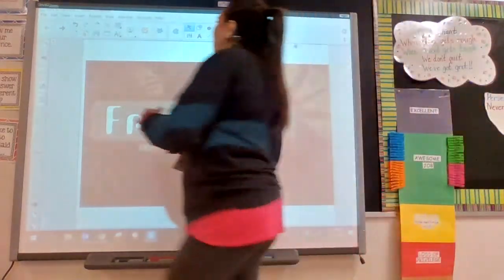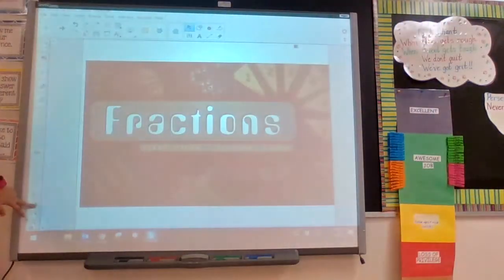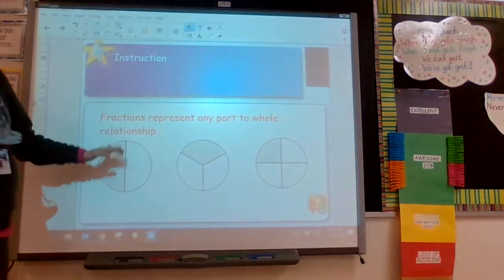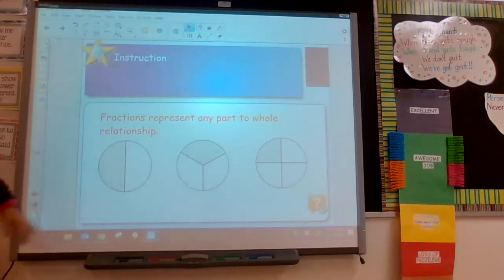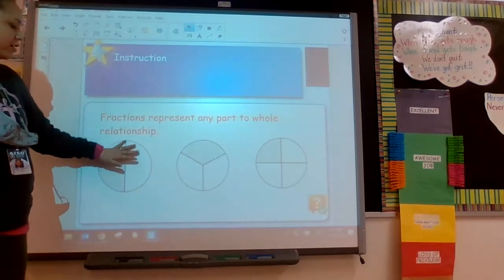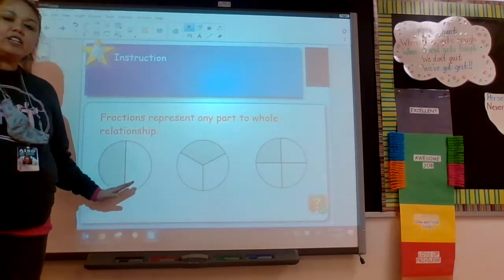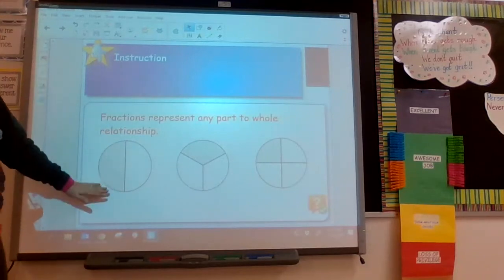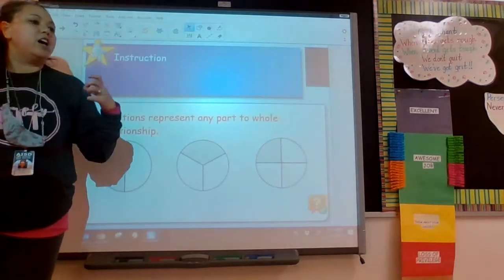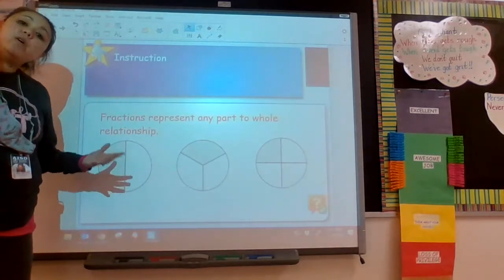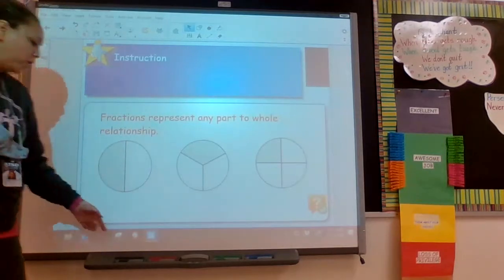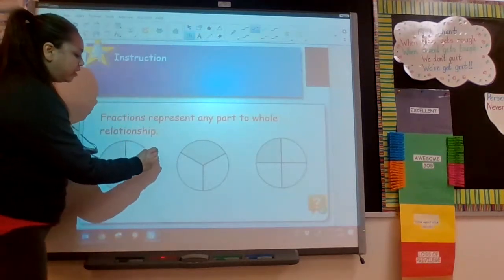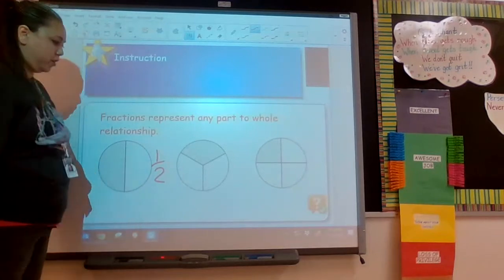Okay, so in this Smartboard lesson, it's about fractions. If we look here, fractions represent any part of a whole relationship. There's an entire circle here, but it's divided into two equal parts. The shaded part is showing, in this case, what part is shaded. So one piece is shaded, and the whole is in two parts.